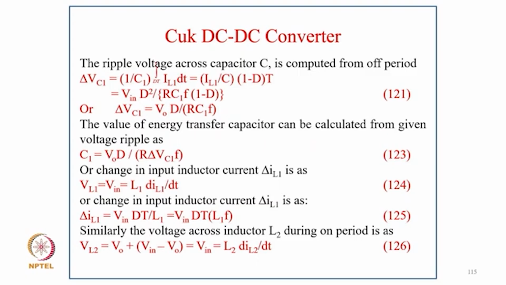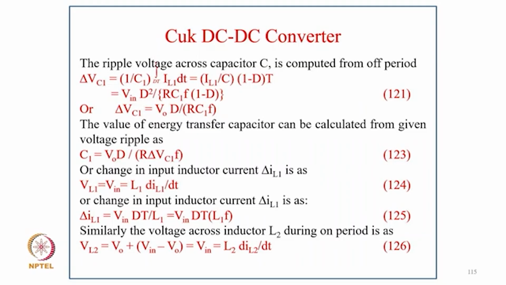The ripple voltage across the capacitor C1 is computed from the off period. So delta VC1 equals 1 upon C1 integral of IL1 dt, equal to IL1 upon C1 times (1 minus d) T, or equal to Vin d squared divided by (1 minus d) R C1 f, and delta VC1 equal to Vo d upon R C1 f. The value of the energy transfer capacitor can be calculated from the given voltage ripple: C1 equals Vo d divided by R delta VC1 f.